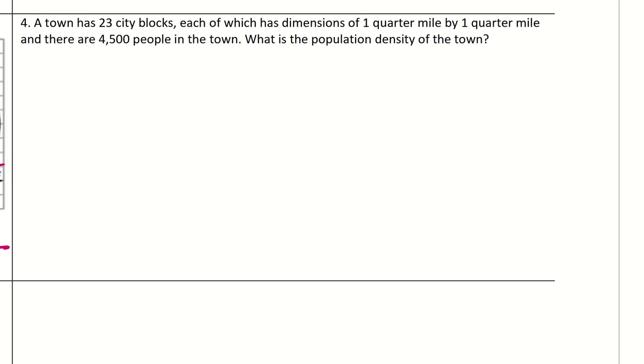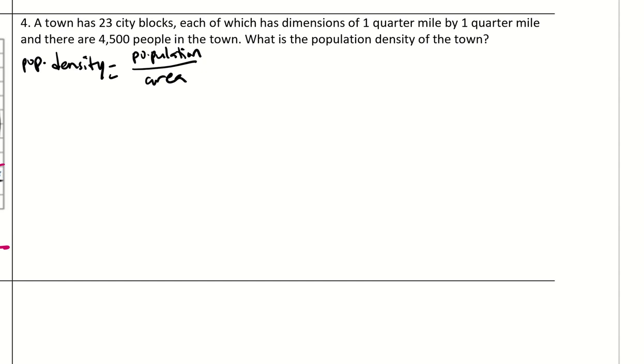All right, a town has 23 city blocks, each of which has dimensions 1/4 mile by 1/4 mile, and there are 4,500 people in the town. What is the population density of the town? So first off, the formula for density, this is the lesson that we haven't gotten to yet, just for the sake of time. If you want to do the population density, it's equal to the amount of people in that place divided by the land area. If an area like New York City is very congested, then the population density is large, because there's a lot of people per square mile in such a small area. So you take the population divided by the area, and that's how you get the population density.